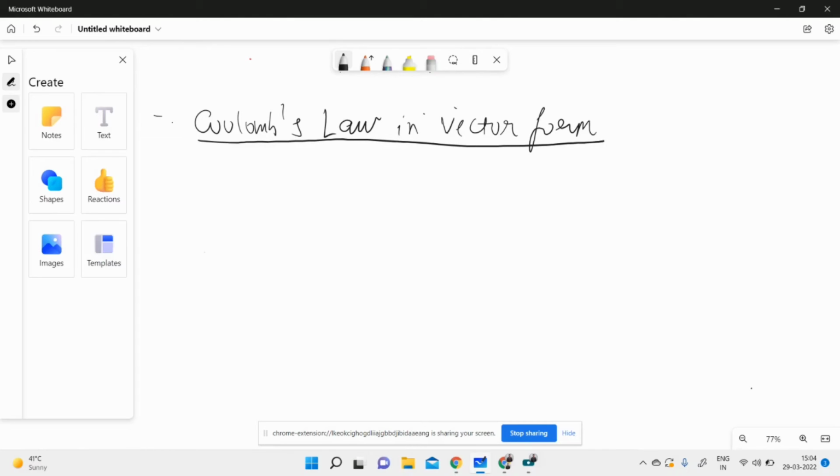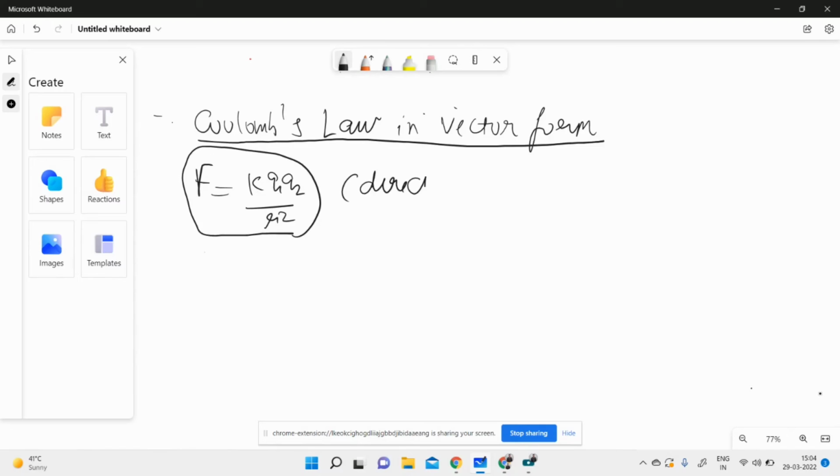Since force is a vector quantity, it will have some direction. See, F is equal to K Q1 Q2 by R square. This is the magnitude of the force acting between two stationary point charges. What about the direction? Because force is a vector quantity, it will have some direction. So Coulomb's law in vector form basically gives us the magnitude as well as the direction of the force. Done?